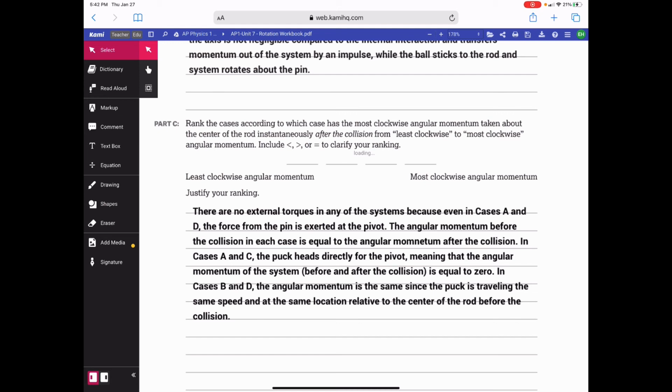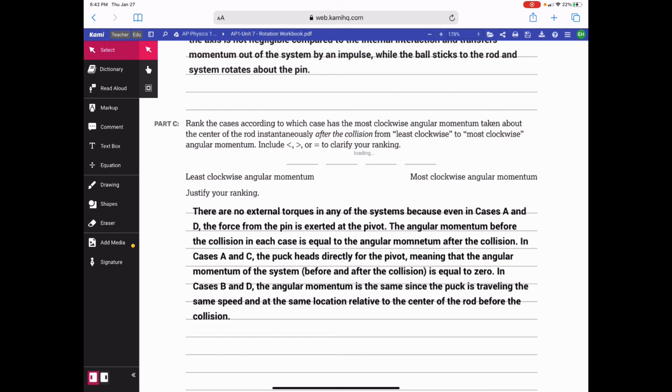In cases A and C, the puck heads directly for the pivot, meaning the angular momentum of the system is 0 because there's no R perpendicular. Remember, MV R perpendicular, there's no R perpendicular, so there's no angular momentum before and after, right? So it's 0 before, 0 after. In cases B and D, the angular momentum is the same since the puck is traveling at the same speed at the same location relative to the center of the rod before they collide.